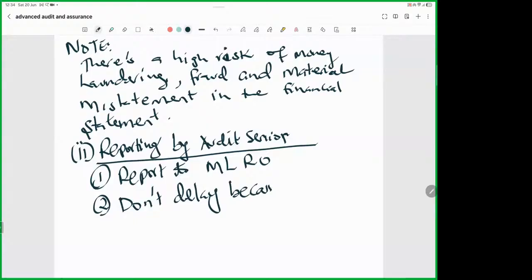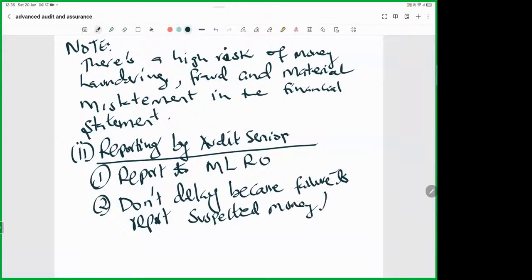Because failure to report suspected money laundering is an offense.